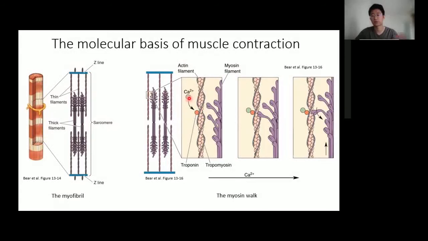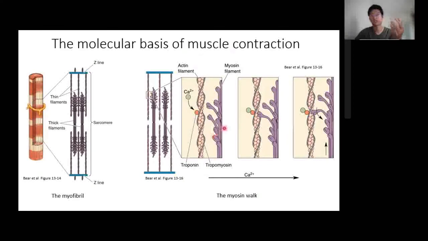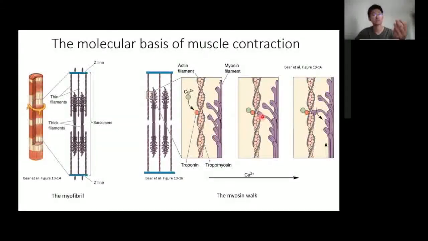Once the calcium comes in, it binds to a protein called troponin, and the troponin is attached to the tropomyosin. Once calcium binds with troponin, it induces a change in tropomyosin's shape. The tropomyosin will rotate and change its structure. This change leads to the binding of the head of myosin, and then the head of myosin will bend.